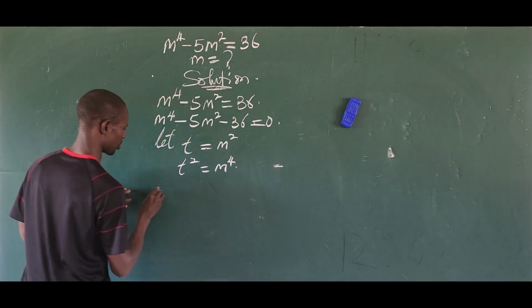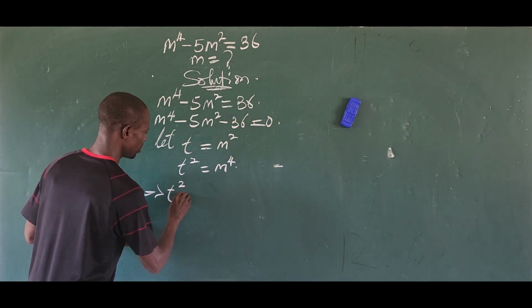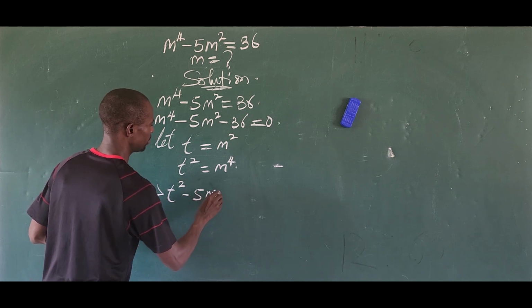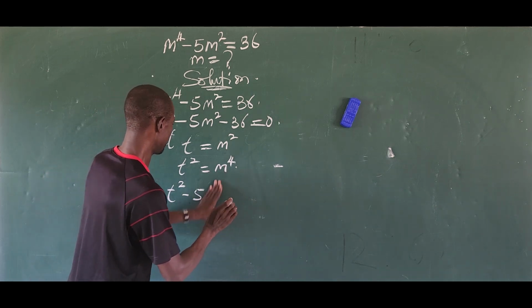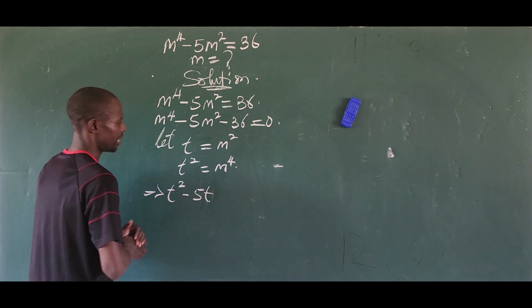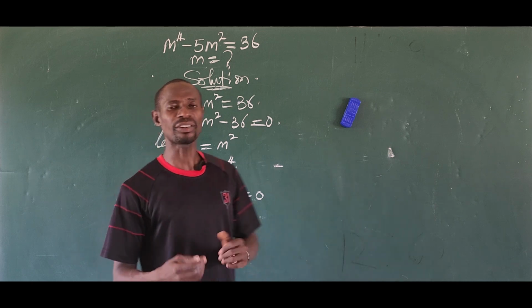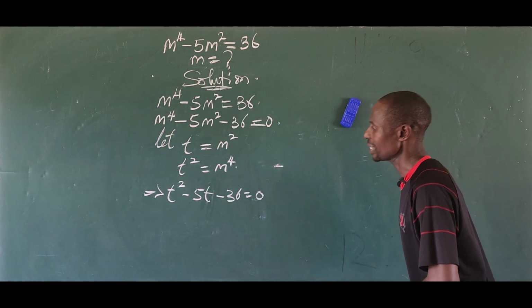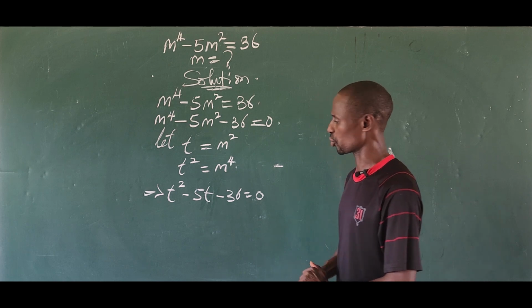So rewriting this expression, this now implies t to the power of 2 minus 5t, pardon, please, so 5t, right? Then minus 36 equal to 0. So what kind of equation is it? This is a quadratic equation, right? In t. So we can use the factorization method to solve this.